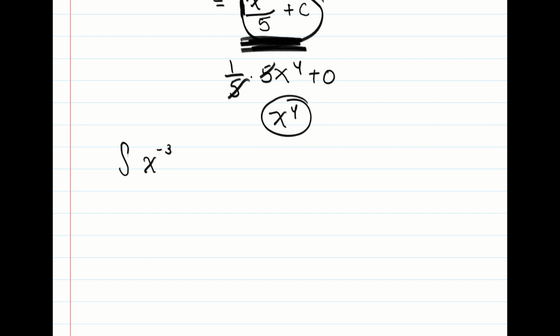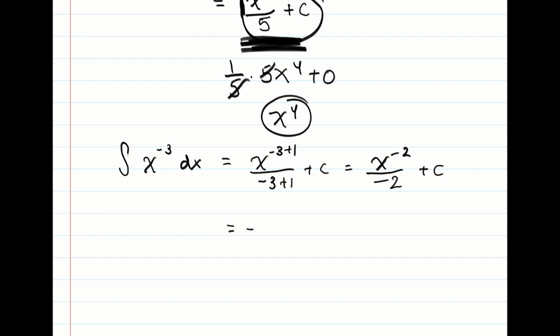So what happens now if I tell you the integral of x to the -3 with respect to x? It is still a power function, so let's apply the formula. x to the -3 plus 1 over -3 plus 1 plus c. -3 plus 1 is -2, so this is x to the -2 over -2 plus c, which is equal to -1/2 x to the -2 plus c. If you want to simplify all the way, this is -1 over 2x squared plus c.